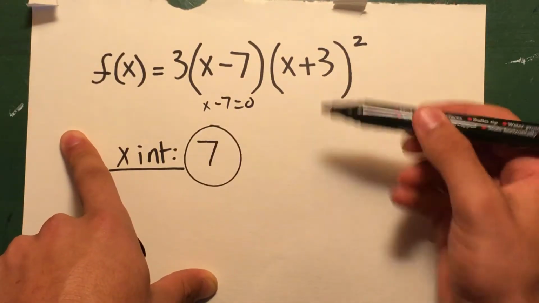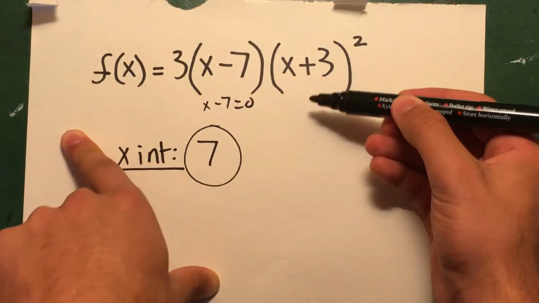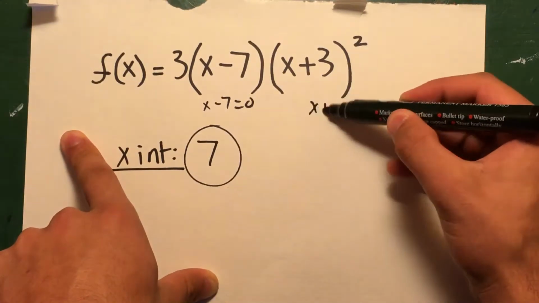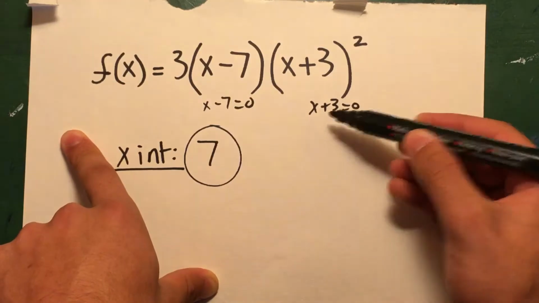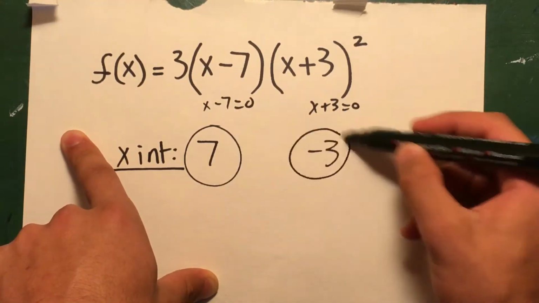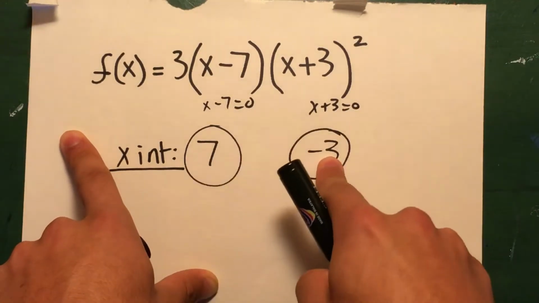And our second 0, derived from this, is going to be negative 3, because when we set x plus 3 equal to 0, x is going to be equal to negative 3. So these are our two zeros, 7 and negative 3.